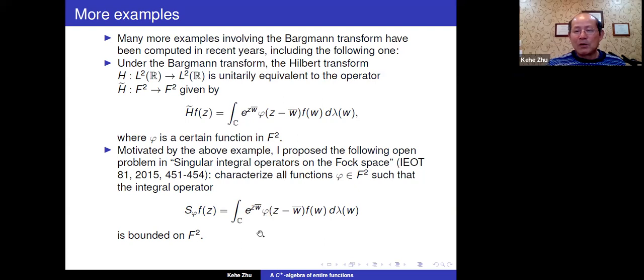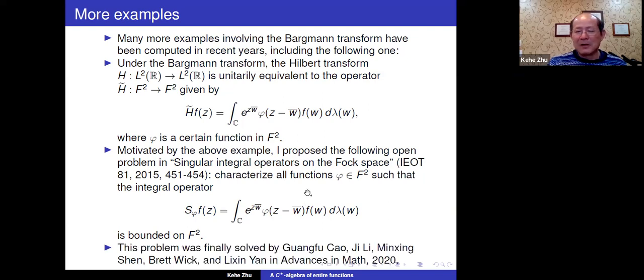Several people worked on the problem. I even received a couple of solutions, but eventually the first 2 or 3 solutions sent to me were all incorrect. There were some mistakes.